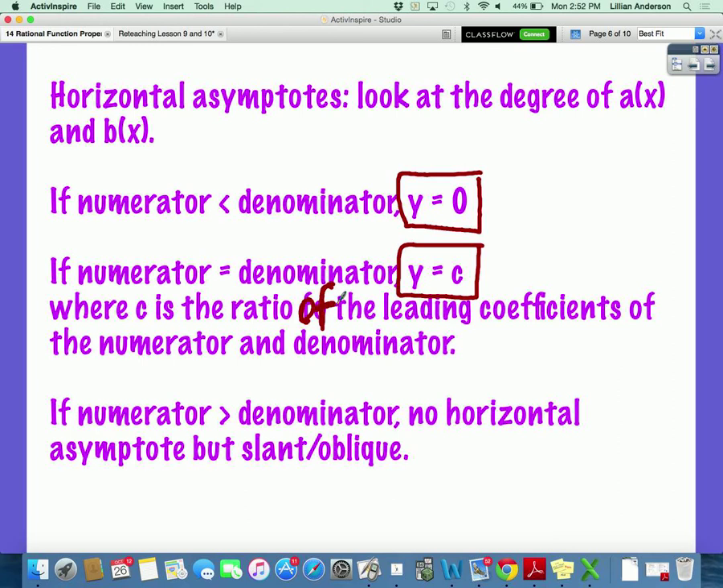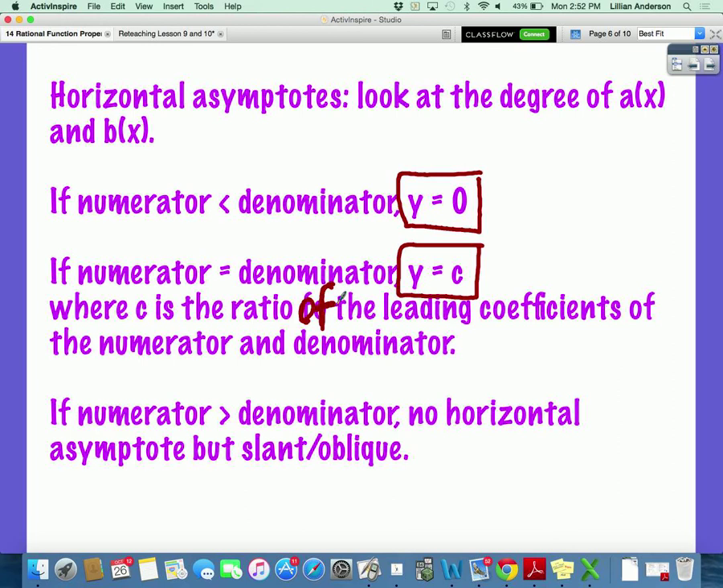Lastly, if the numerator is greater than the denominator, there is no horizontal asymptote, but a slant or oblique asymptote. So, if the numerator is less than the denominator, the top less than the bottom, then you have an asymptote at y equals 0. And if the numerator equals the denominator, so it's like 3 and 3, it's the ratio.